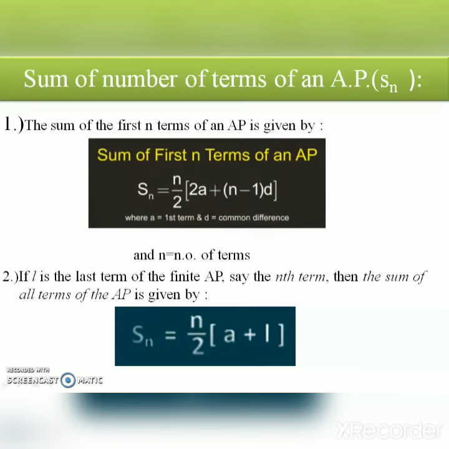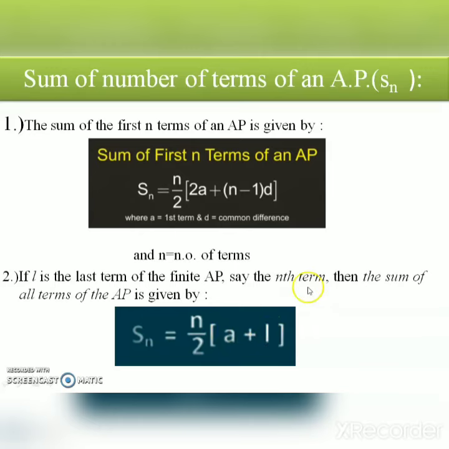Now suppose I don't know the value of d, I know the a value and the l value, and the series is also not given to me. I'm only given the number of terms n in the question, the first term a, and the l term in the question. That is the last term, which is also called the nth term.